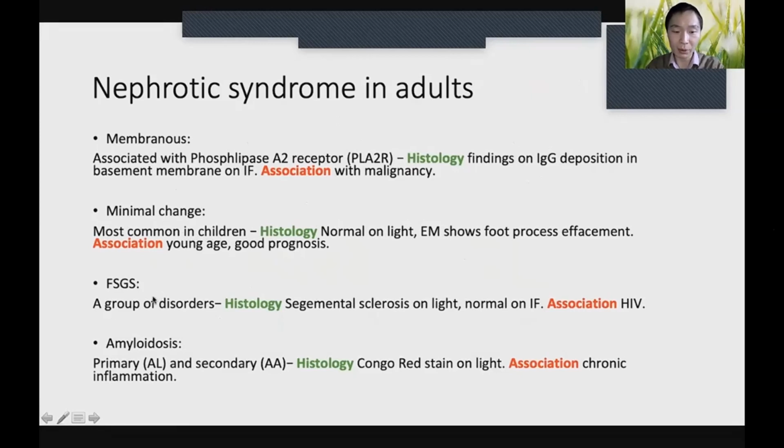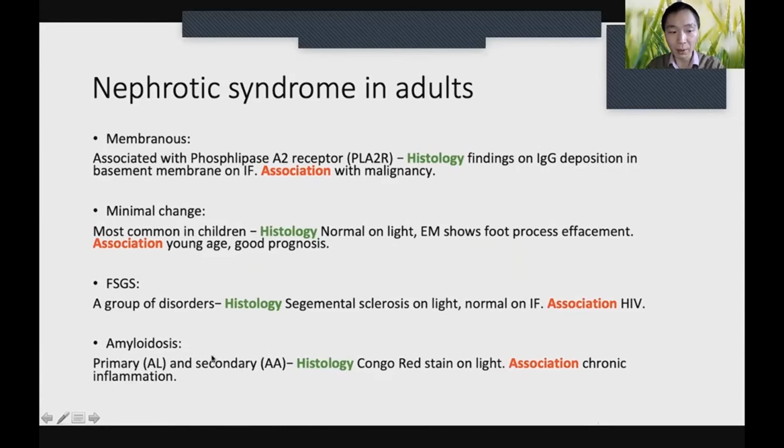Focal segmental glomerulosclerosis is associated with infections such as HIV, and as the name suggests, on histology there's focal segmental sclerosis with normal immunofluorescence. So if you're given a question that tells you that there's anything to do with antibody deposition in nephrotic syndrome, the most likely cause is membranous. If there's no antibody deposition and there are sclerotic changes, then it's most likely FSGS.